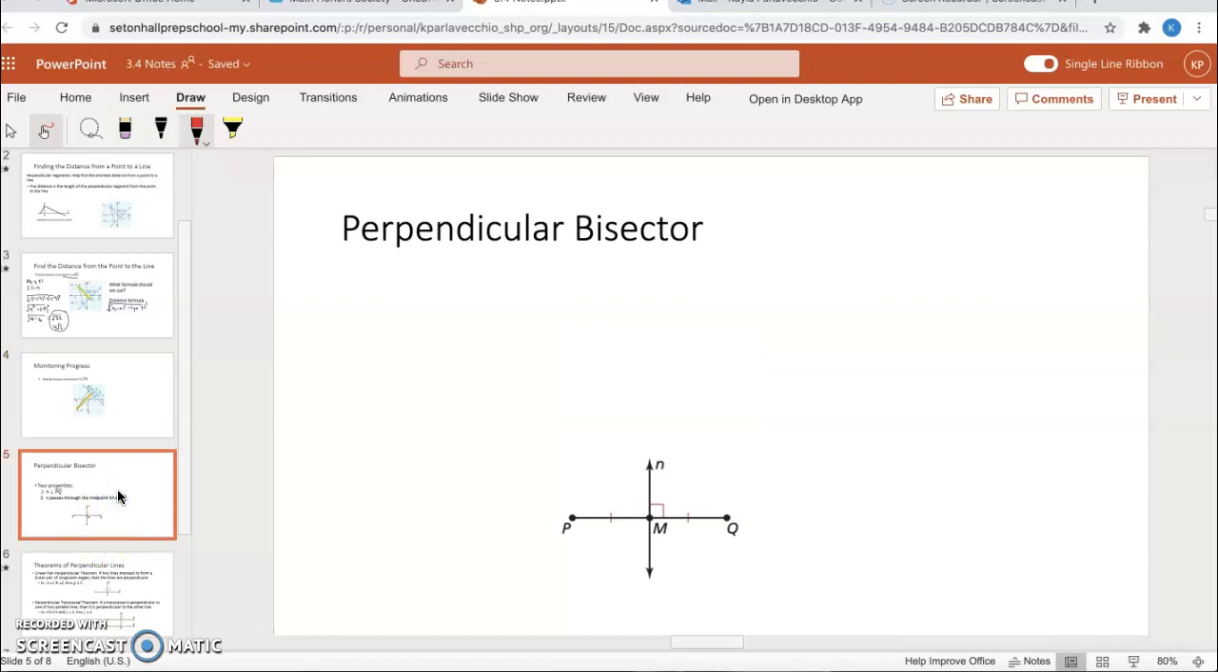We're also going to be looking at something called a perpendicular bisector, and for some reason, all of the words aren't showing up. But a perpendicular bisector evenly cuts a segment in half. And remember, the word bisector means to cut in half.